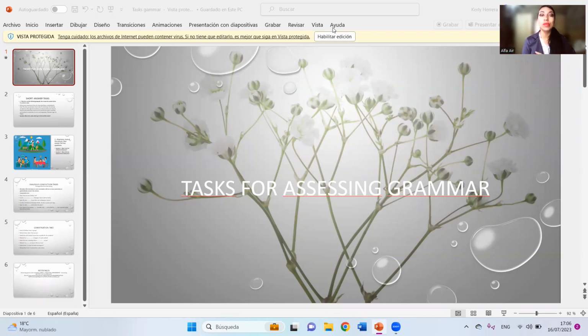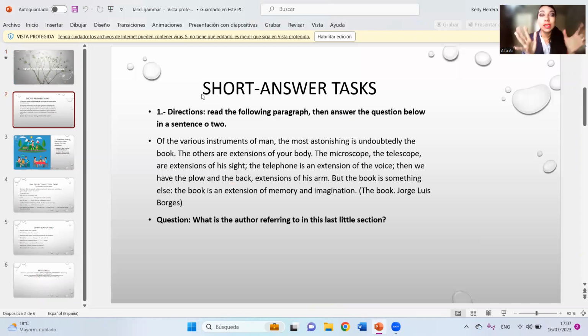I'm going to talk about text for assessing grammar. Okay, like one short answer task. In this type of task, it is presented in the form of questions, the number of which may vary. The questions come after a reading passage or a short task.